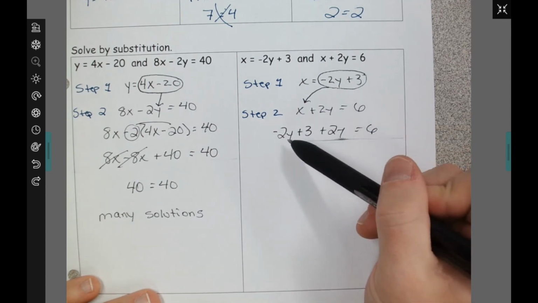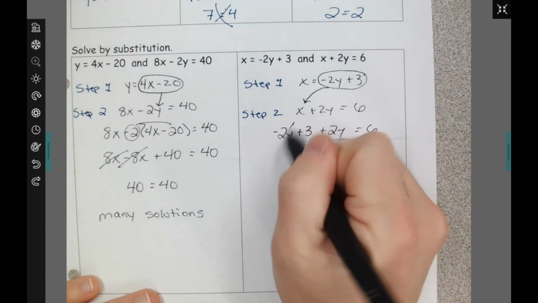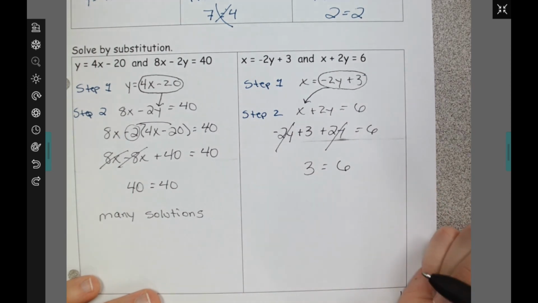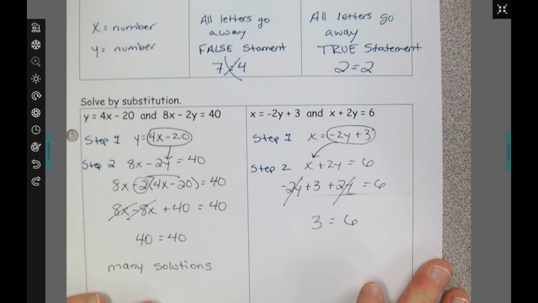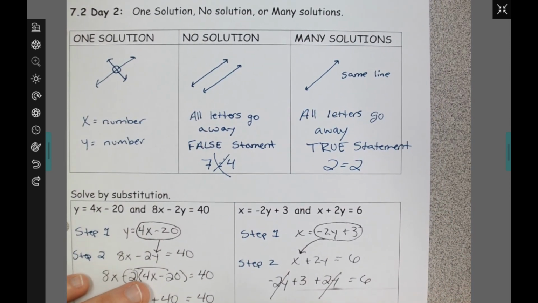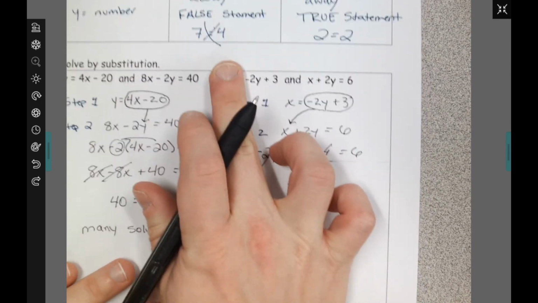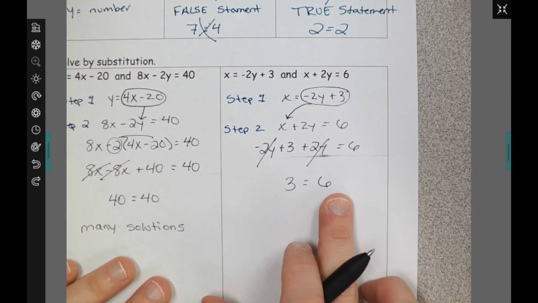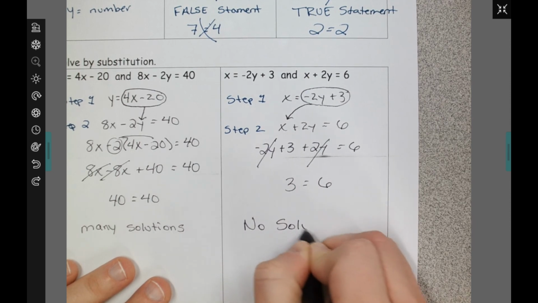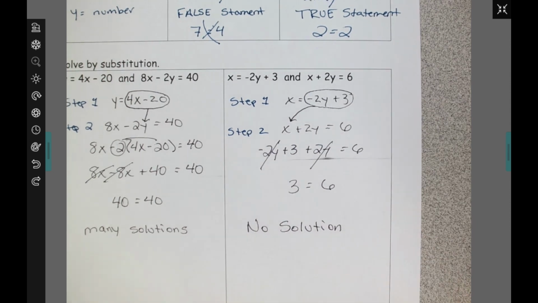Left-hand side, if I have a negative 2y and I add a 2y to it, they're gone. So I'm left with 3 equaling 6. At this point, all the letters are gone, so alarms are going off in your head. Okay, all letters went away. So we got to look at it. Is it a true or false statement? Does 3 equal 6? Absolutely not. It's a false statement. So we are going to have no solution.